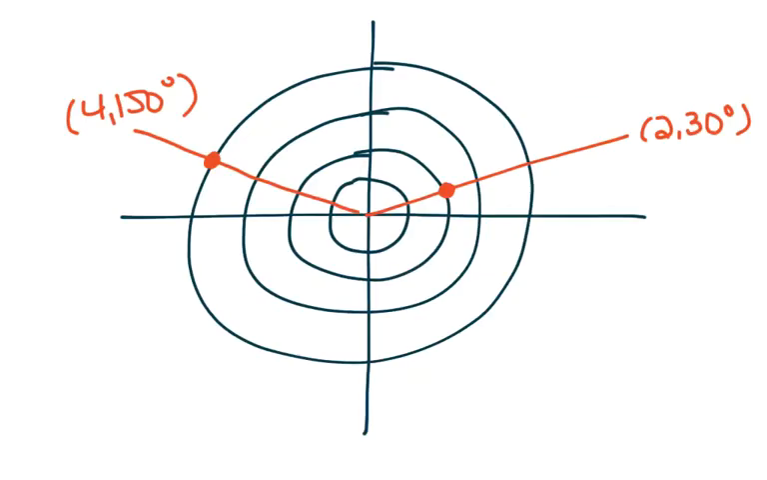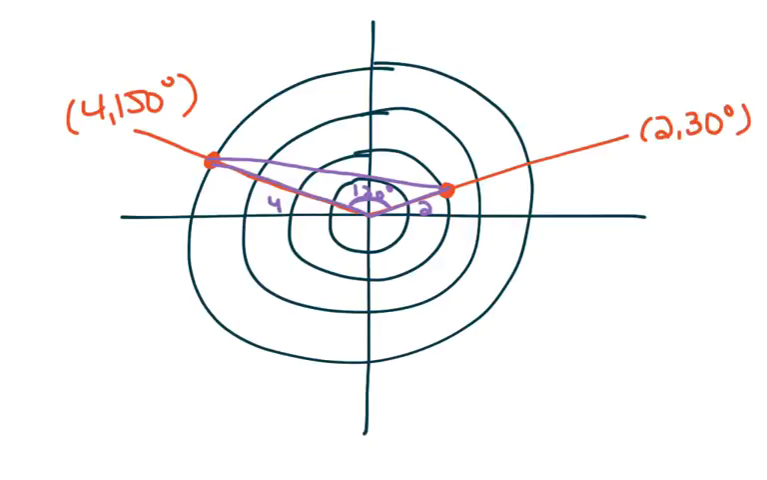Let's say I want to find the distance between 2 points on a polar graph. For example, let's say I want to find the distance between 2 30 degrees and 4 150 degrees. So this would be the distance. What I want you to notice is it's not a right triangle, and I do know 2 of the sides of that triangle. I know that this side is 4 and this side is 2, and because I know what the angles are, I know that the angle from 30 to 150 is 120 degrees.